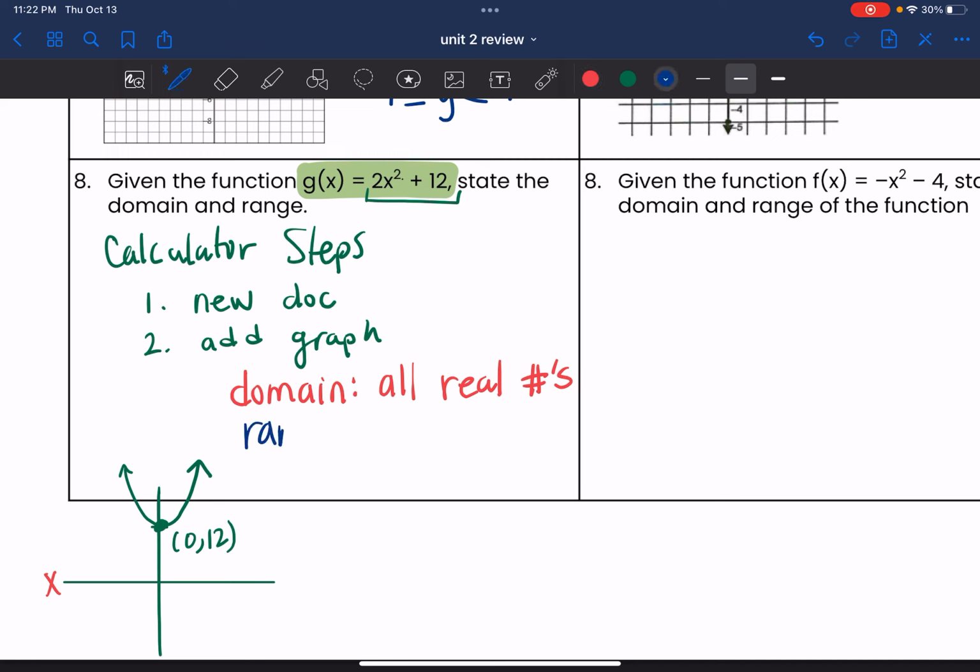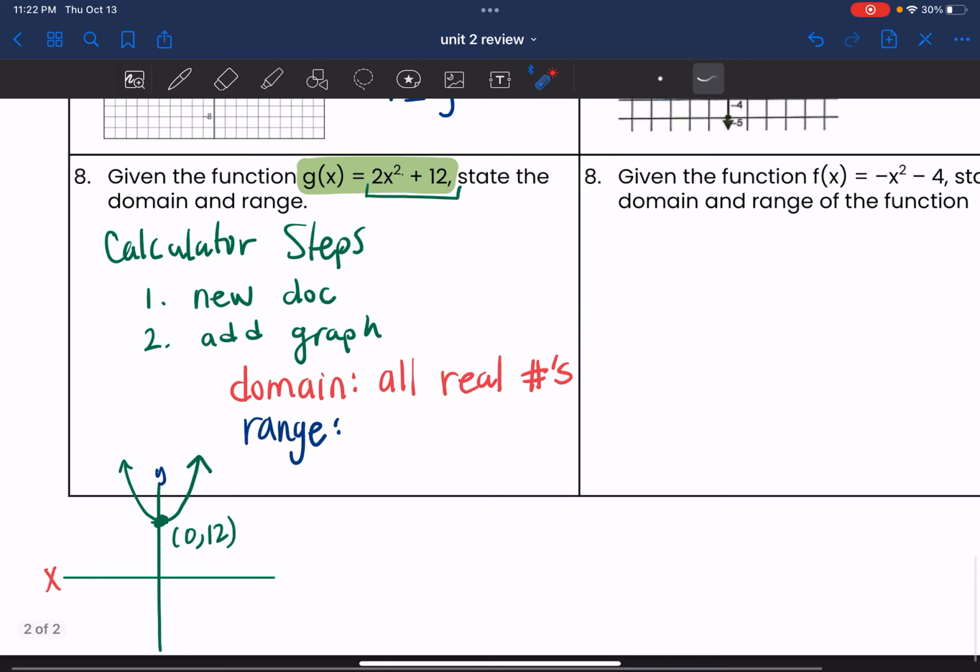Okay, now for range, we want to look at the y-axis. So at the top, again, there's arrows, so it's definitely going to go up forever and ever. But the bottom clearly stops right there. So it stops at that lowest point. So you just need to decide, do we use the 0 or the 12? So since it's range, you're going to use y. And I know that points are always x comma y. So we're going to use the 12. So this would be y, 12.